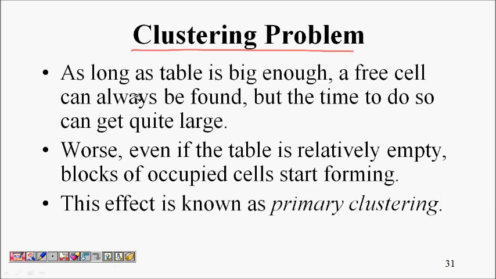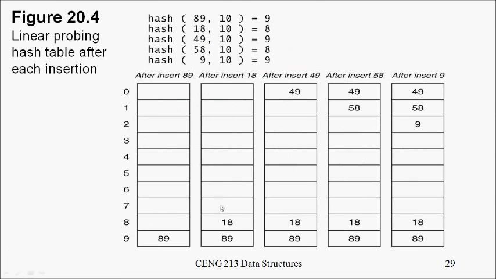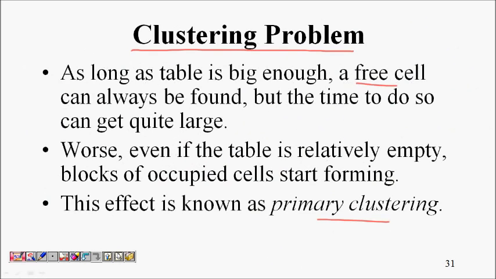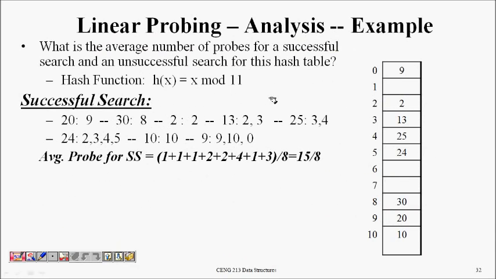So what is the problem here? The clustering problem. As long as a table is big enough, you will always find free cells, but the time to find them will become larger. This is called the clustering problem. We could see here also a lot of insertions, and this is the cluster that is formed. If you hit something here, you have to go all the way down. So for that, your lambda should be less than 0.5.